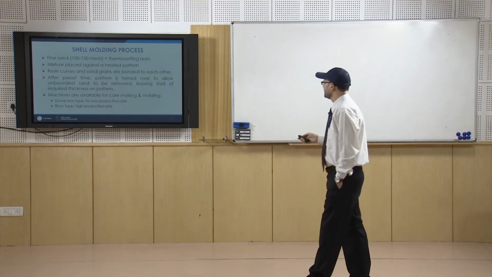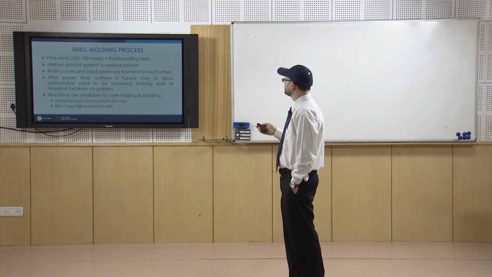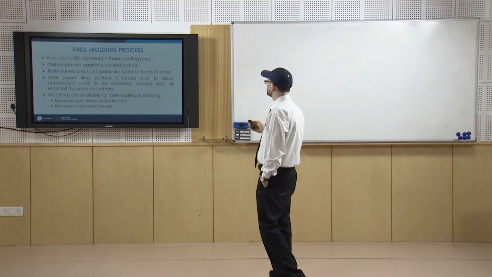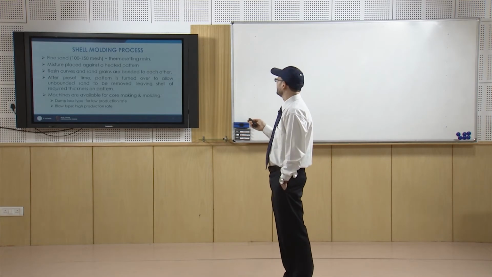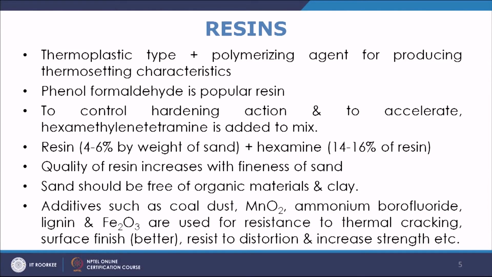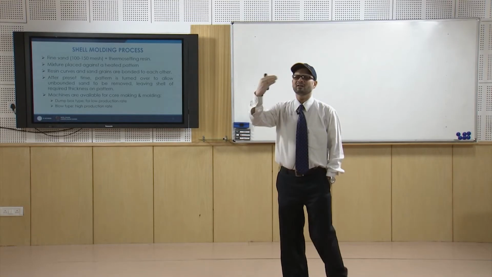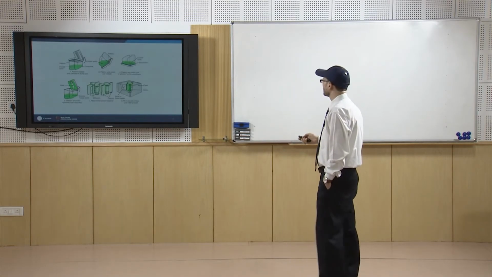There are some methods. Here you have two types of boxes used, for core and molding methods. One is the dump box type and another is the blow type. One is for low production rate, which is manual, and the other is for high production rate, which is mechanized, where the blowing takes place by machine. So you will have a large production rate.